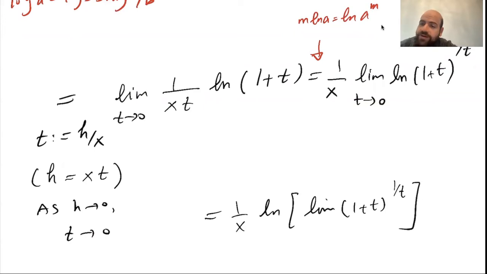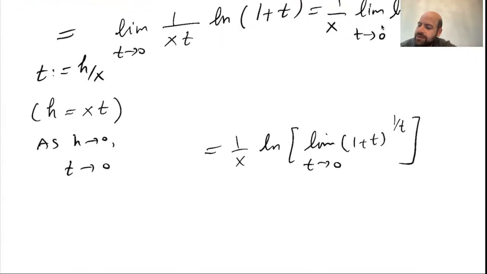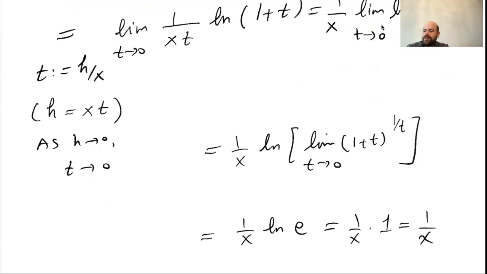Because we know that if the functions are continuous, then we can take the limit inside, right? We saw that property of limit before. And this limit is now e. So 1 over x ln e, and ln e is 1, right? Remember, ln means logarithm in base e. So ln e means logarithm of e in base e, which is 1. So this is 1 over x times 1, the answer will be 1 over x.